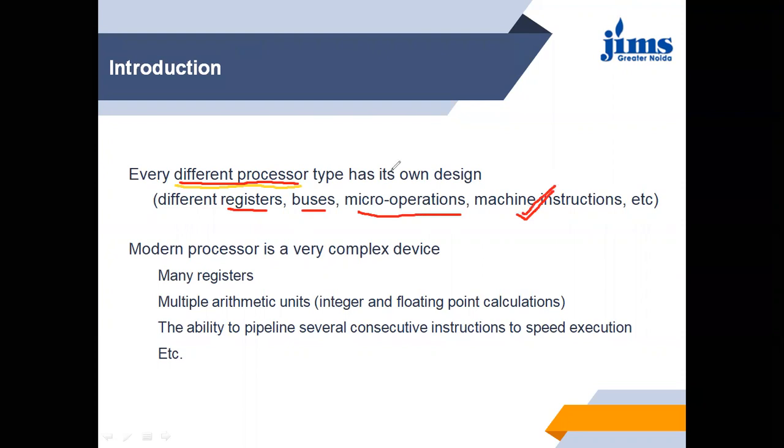So in the last class we discussed registers, buses, memory, and micro operations. So we came to know that each and every processor has different characteristics. They have different numbers of registers and buses. They can perform different micro operations, and there are many different machine instructions.